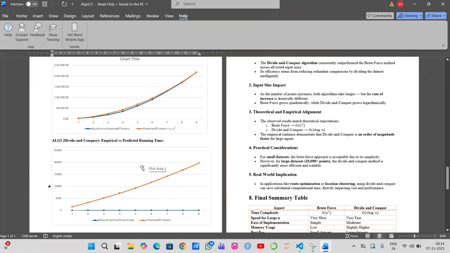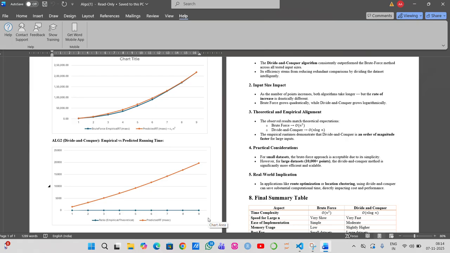The red line for the brute force shoots up, while the blue line of the divide and conquer stays relatively flat. This visual comparison perfectly captures why algorithmic efficiency matters so much for large problems.